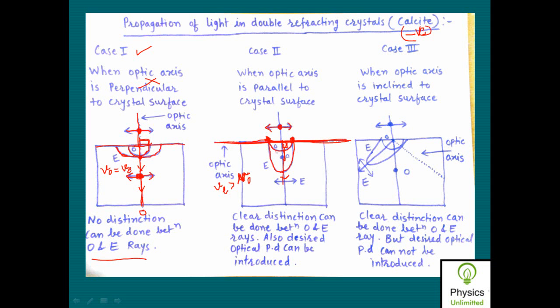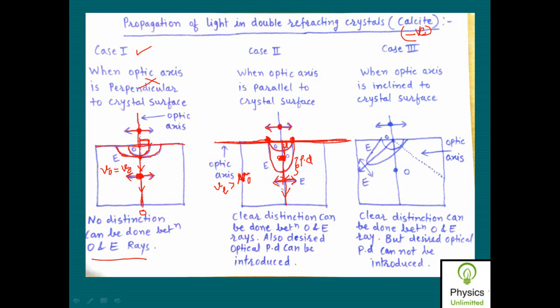So here the ordinary ray will lag behind the extraordinary ray, and the ordinary ray and extraordinary ray travel in the same direction but with different velocities, and therefore we can make a clear distinction between the ordinary ray and extraordinary ray, as well as this case can be used to introduce a desired optical path difference between the two, because one of the rays, here the ordinary ray, is retarded as compared to the extraordinary ray. It lags behind the extraordinary ray, and therefore we can introduce a desired optical path difference.